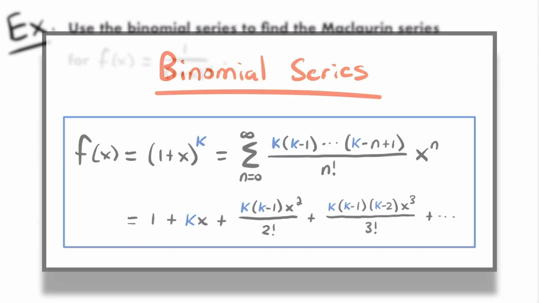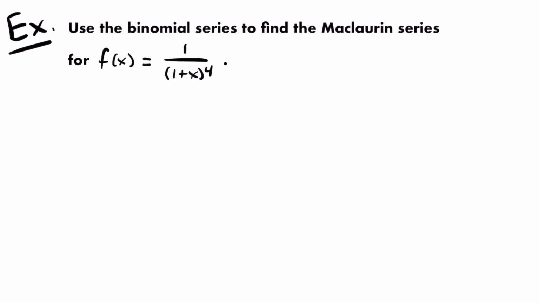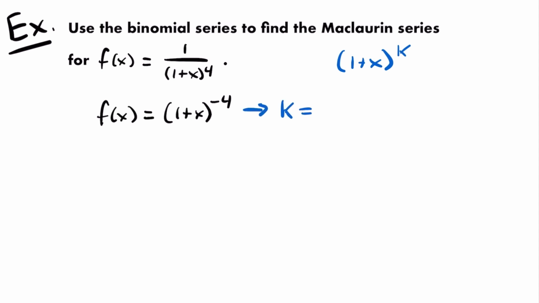So if we go back to our example, if we want to represent this function as a Maclaurin series using the binomial series, we need to get it in the form of 1 plus x to the power of k. Now we're almost in that form already. We have 1 divided by the quantity 1 plus x to the power of 4. And so what we can do to get it in this form is just move this quantity to the numerator and make that exponent negative. All right, so f of x will be equal to 1 plus x to the power of negative 4. And now our function is in this form that can be represented with the binomial series. In this case, our value of k will be negative 4, right? That is the power of 1 plus x.